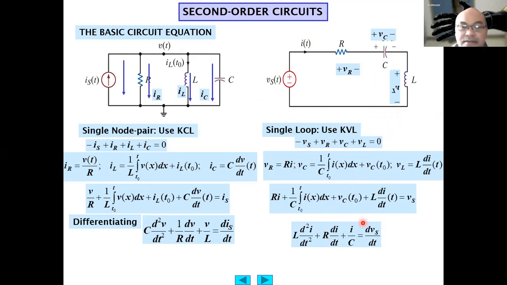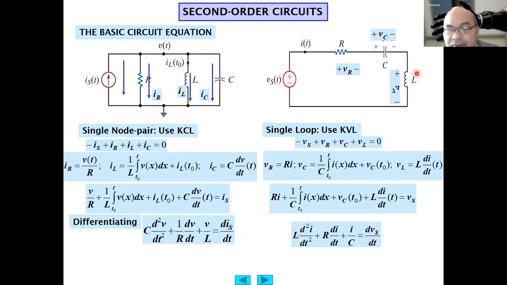So again, to summarize, the left-hand side circuit, we have a current source connected in parallel with resistance, inductance, and capacitance, and we obtain the second order circuit to describe this circuit as C d square V dt square plus 1 over R dV dt plus V over L equals dIs dt.